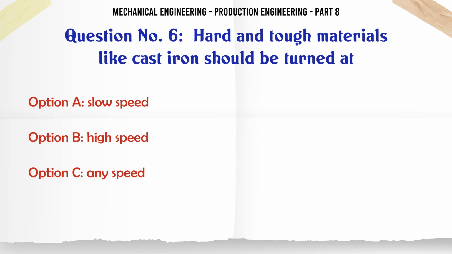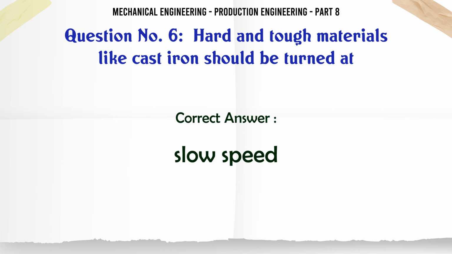Hard and tough materials like cast iron should be turned at A. Slow speed, B. High speed, C. Any speed, D. Certain specific speed. The correct answer is slow speed.